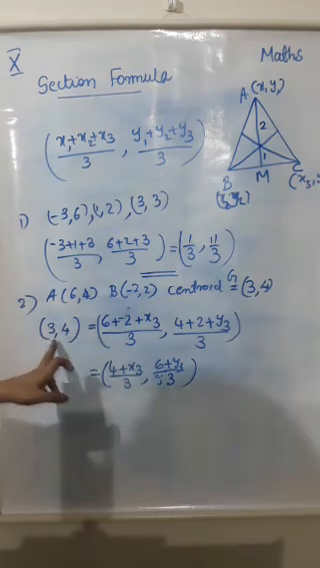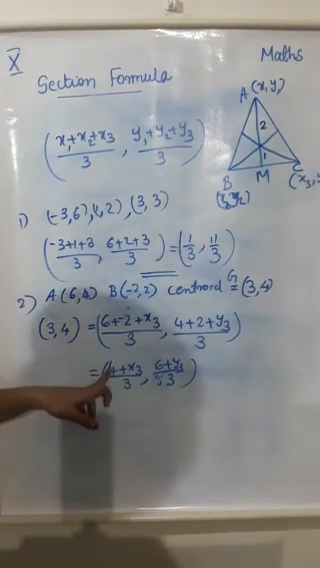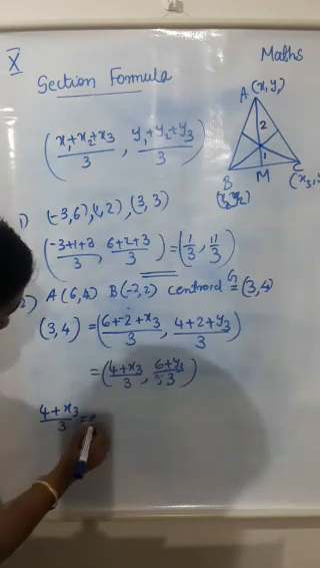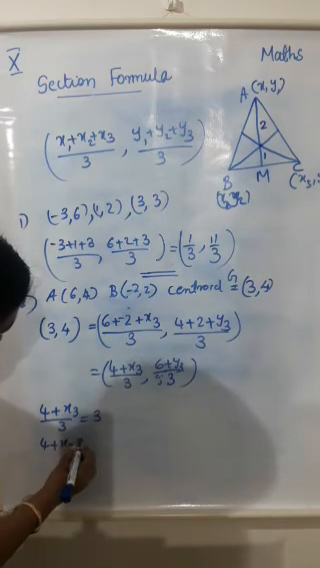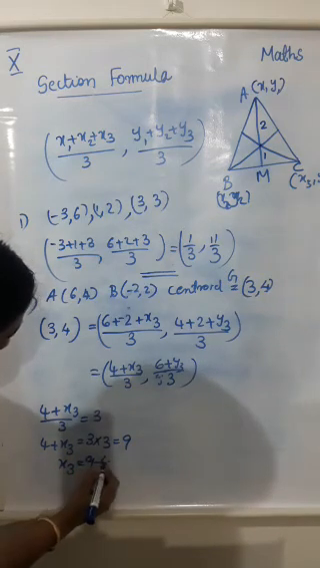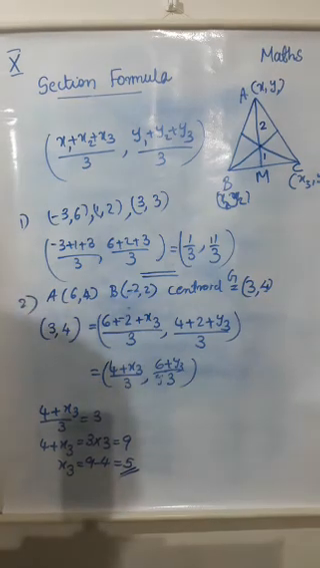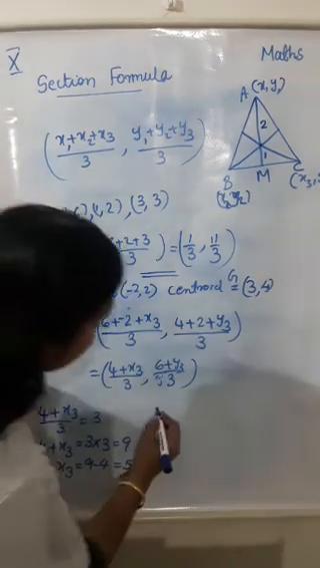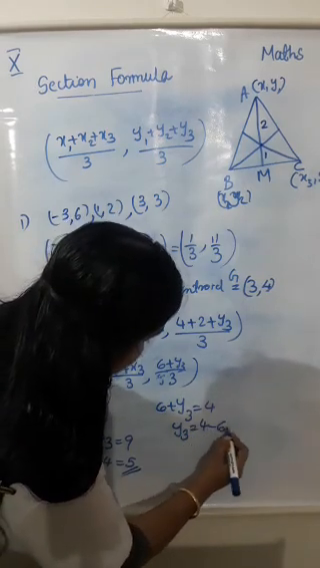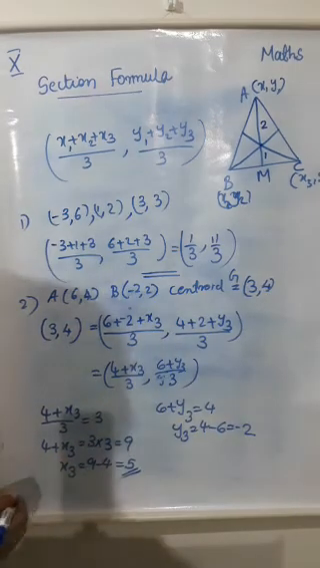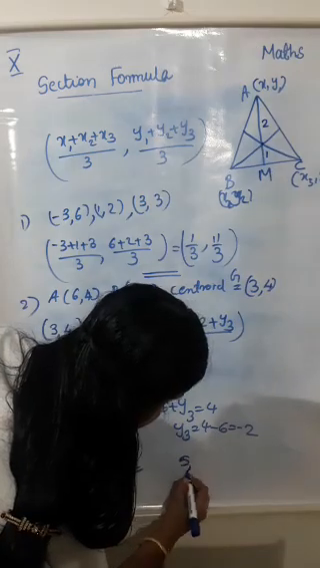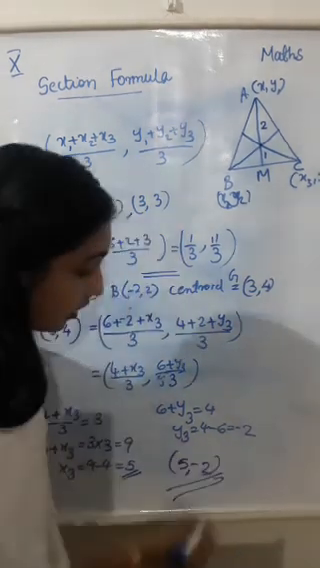Here the x coordinate is 3, that is 3 is equal to 4 plus x3 by 3. So 4 plus x3 by 3 is equal to 3. Then 4 plus x3 is equal to 3 into 3, that is equal to 9. X3 is equal to 9 minus 4 is equal to 5. X3 is equal to 5. Similarly, 6 plus Y3 is equal to 4. Y3 is equal to 4 minus 6 is equal to negative 2. So the required point, the third vertex of the triangle, is 5, negative 2.